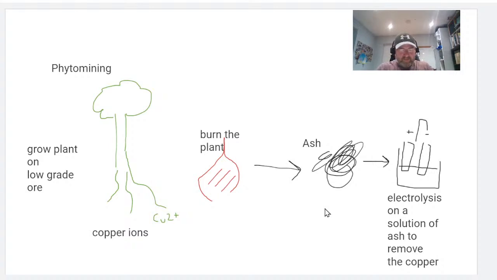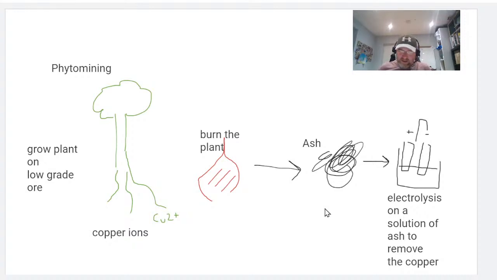So it's very simple. It's literally a 3 marker. So it will literally be grow a plant which will suck up the minerals, burn the plant to create ash, dissolve the ash in a solution, then use displacement or electrolysis to remove the metal ions. Displacement obviously uses less energy. Electrolysis still uses electricity, so that's the little downside there.